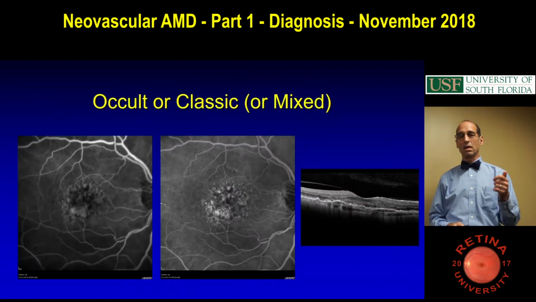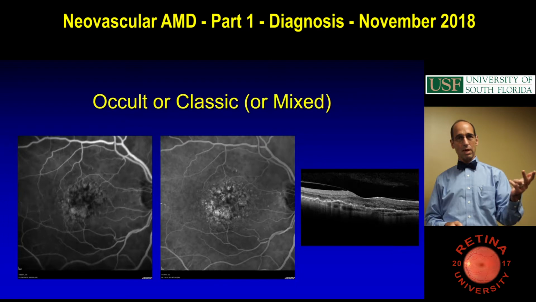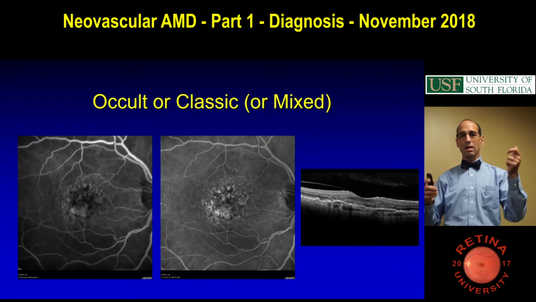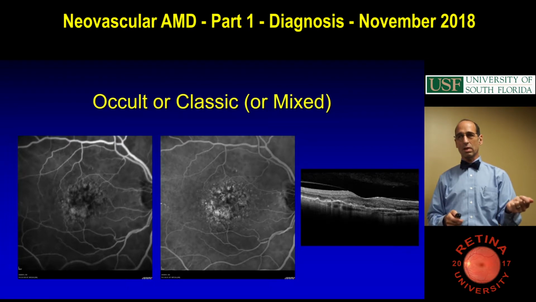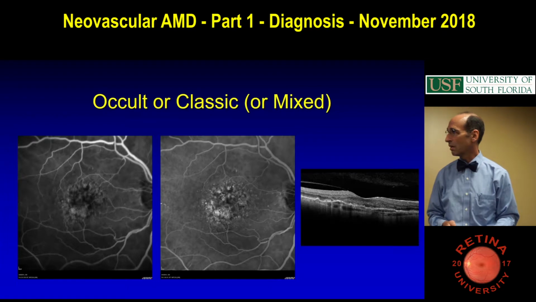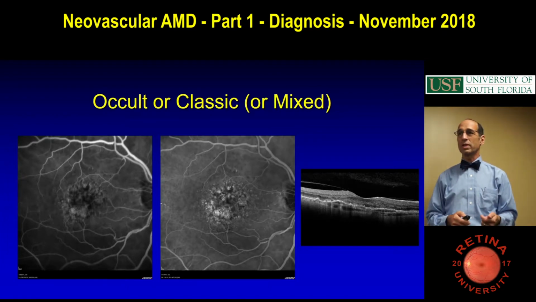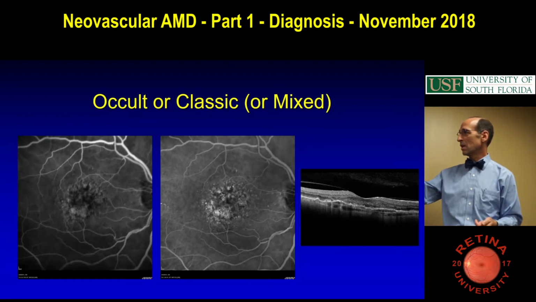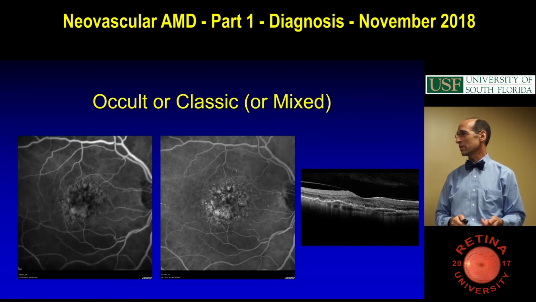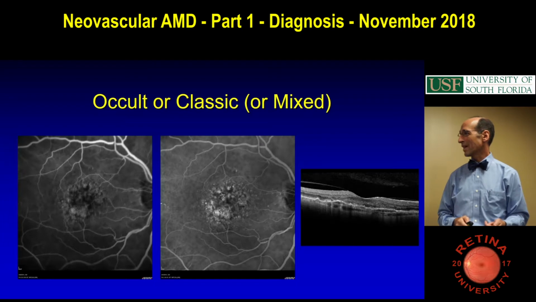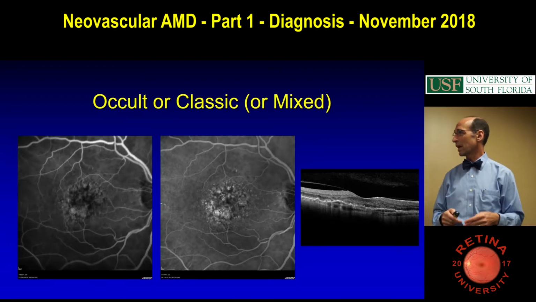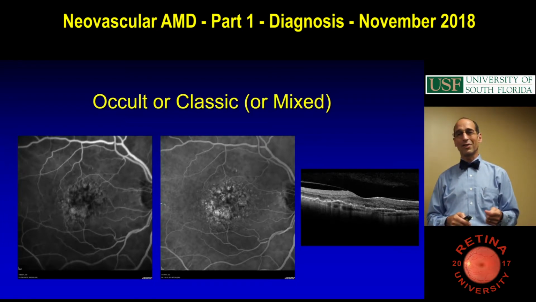So those are the classifications. You've got type 1, type 2, type 3 going from the outside in, and then occult or classic. So what would you call this? Would you call this occult, classic, or mixed? I put the early and late FA on. Occult. Yeah, it's occult. It's got stippled hyperfluorescence. You don't really see much early. I put the OCT just so you would believe that it was a wet AMD case, because you can't always tell. And you see a little subretinal fluid there, and that's a typical occult one.